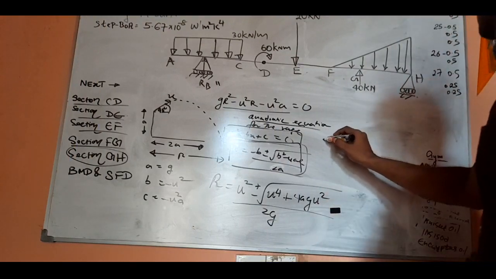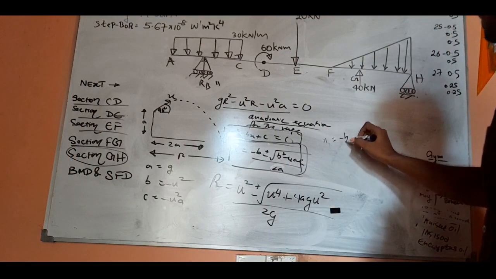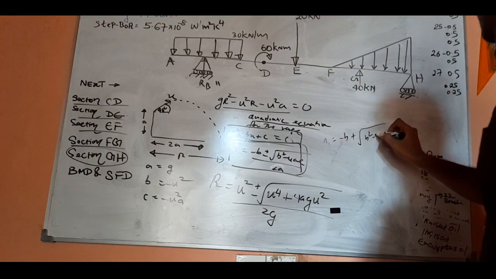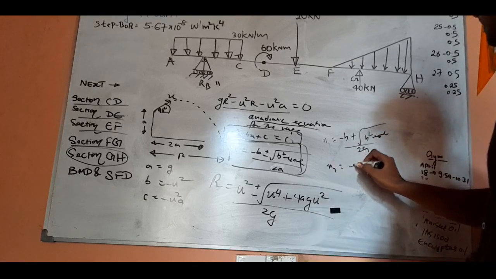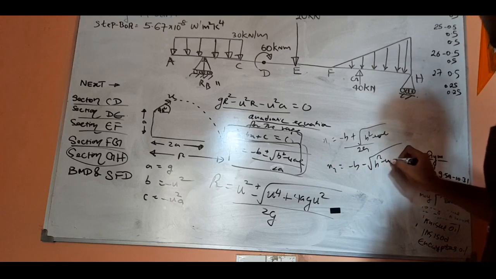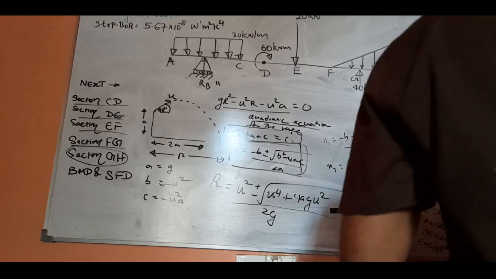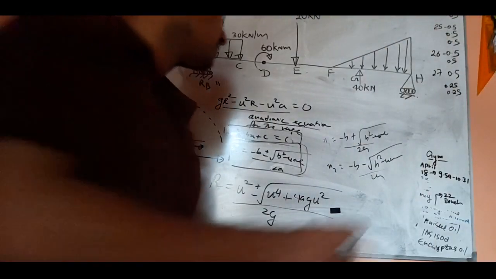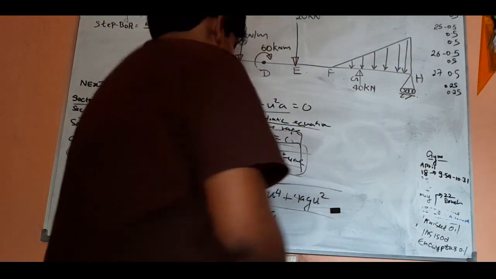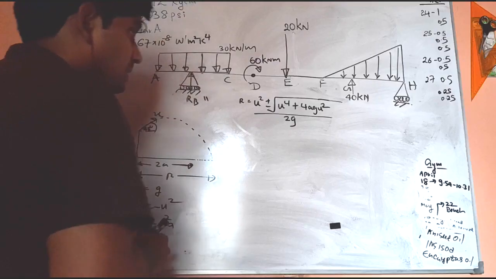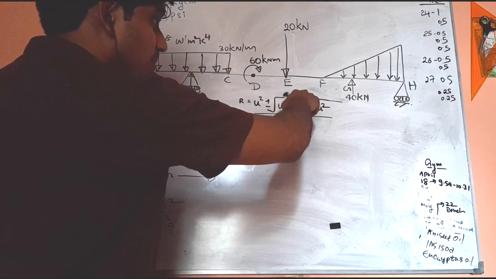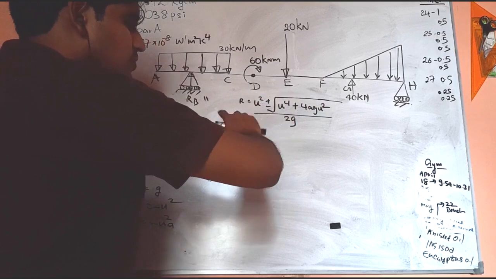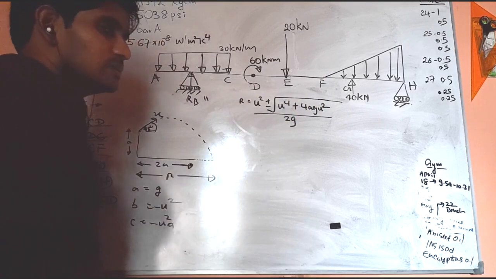So the first answer is x1 equals minus b plus the square root of b squared minus 4ac, over 2a, right? And the other answer is x2 equals minus b minus the square root of b squared minus 4ac, over 2a, right? Now think logically. If you consider the negative type answer, logically, why should we not consider u squared minus the square root of u to the power 4 plus 4ag u squared? Why should we not consider the one with the negative sign?